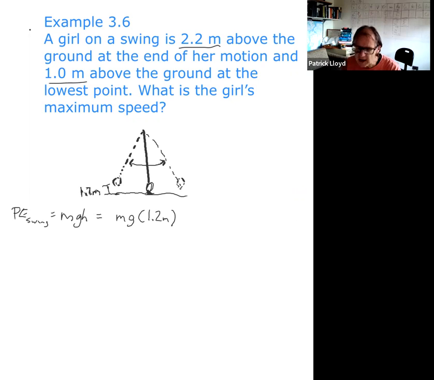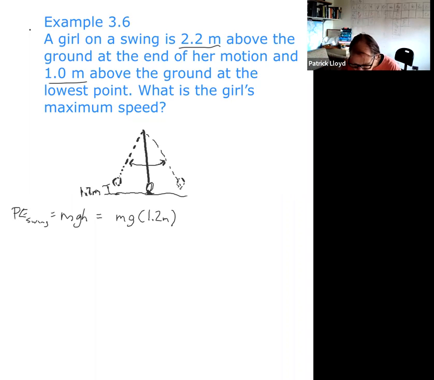Okay. Now, what we're going to claim is that potential energy is going to get converted into kinetic energy as you fall down, right? Maximum potential energy, no kinetic energy at the top. But then you come down, you start going faster, right? So when you reach the minimum, which is 1 meter above the ground, that's when you'll be going the fastest. There are frictional losses in the swing, there's air friction and all that. We're going to ignore all that.